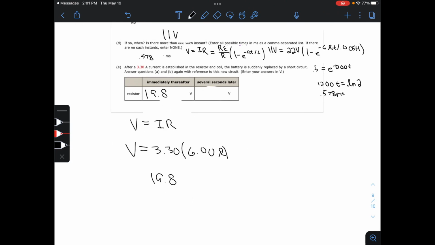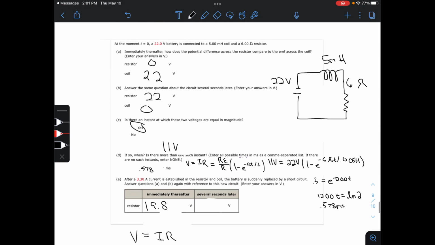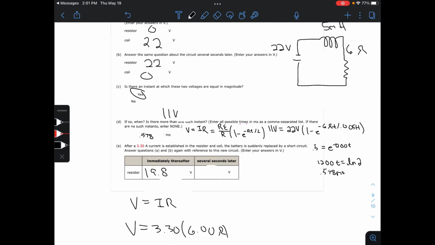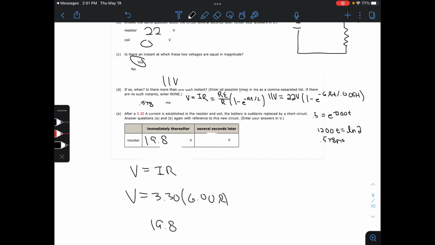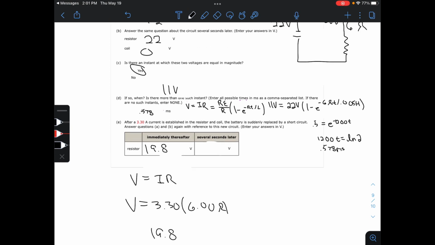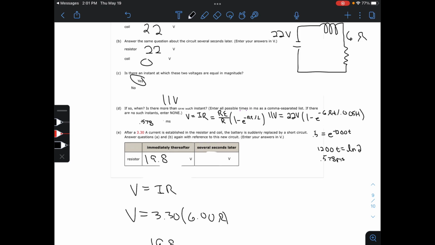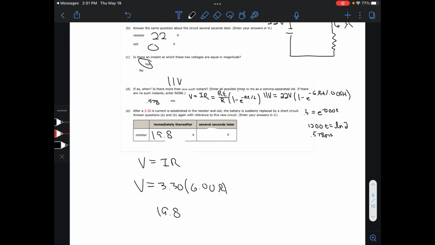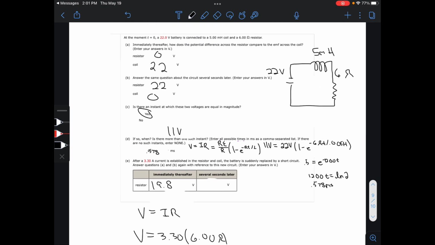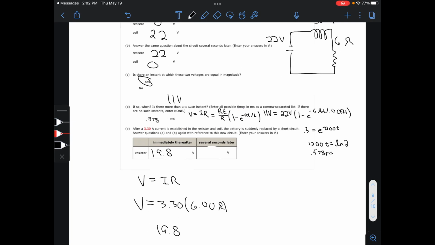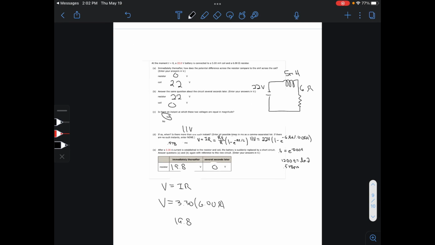Now let's review this question again. The battery is suddenly replaced by a short circuit. Answer A and B again with reference to the new circuit. Okay. Now, after several seconds, there will be no current. Does that make sense? Or I may have said that completely wrong. Hold up. The way inductors work, in an RL circuit several seconds later, we will be at 0.